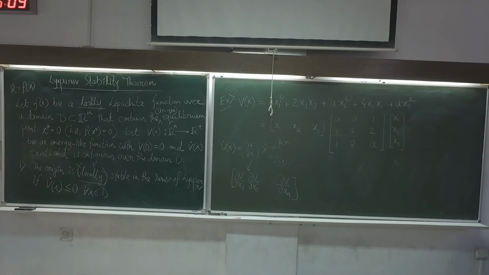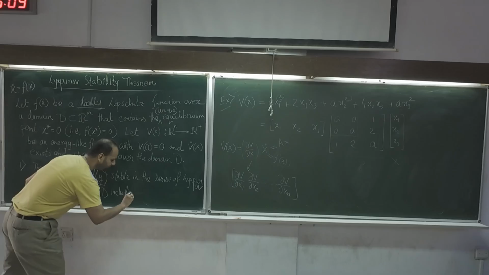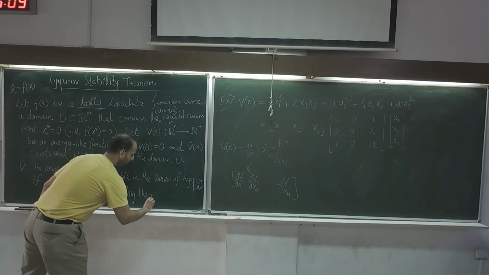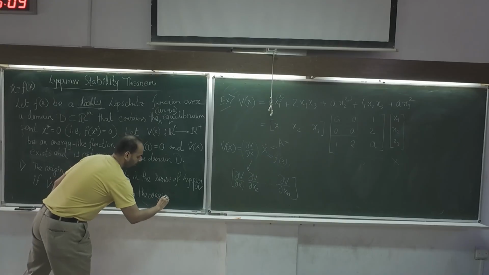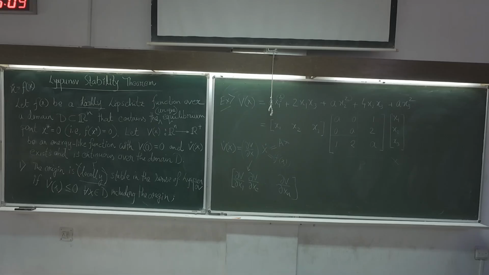Now how will you say it? For all x belonging to D. And here, what should you write in the case of negative semi-definite? So including the origin. I put a semicolon because this is not the end. After that we have to write two more. So are you getting it? Everyone, any doubt up to this much?